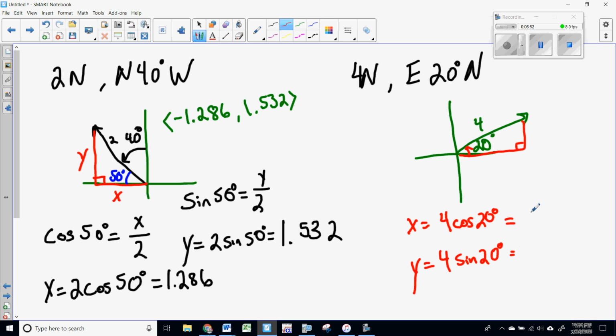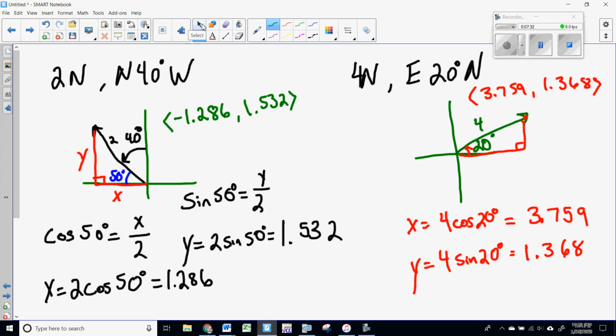And if I do that, my x is 3.759 if I put that in the calculator, and my y is 1.368. So now my component vector here is 3.759, 1.368. So if you do it by component vectors, this form right here, x magnitude times cosine of an angle, y magnitude times sine of the angle, will always work once you have your angle drawn to the x-axis.